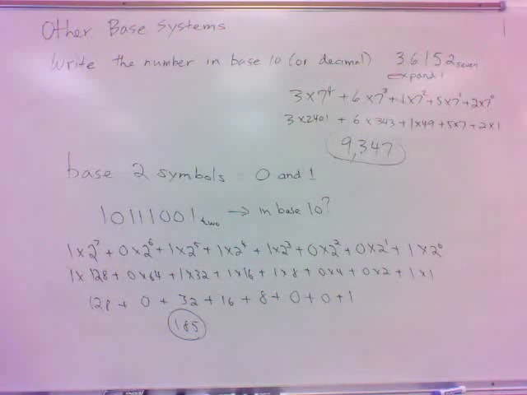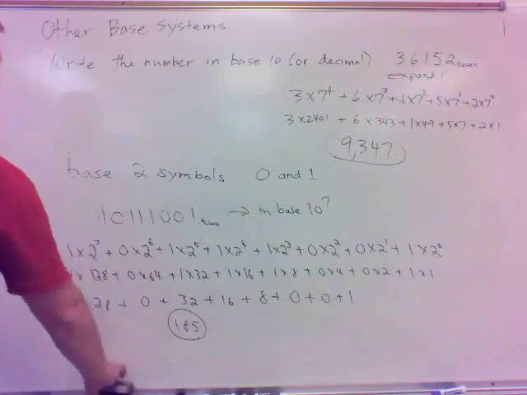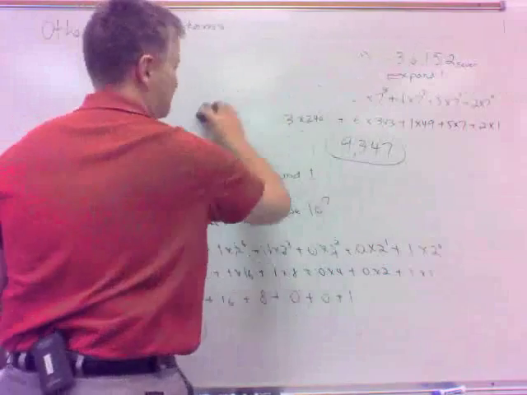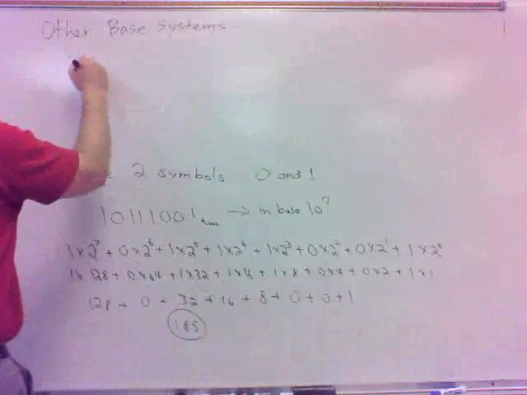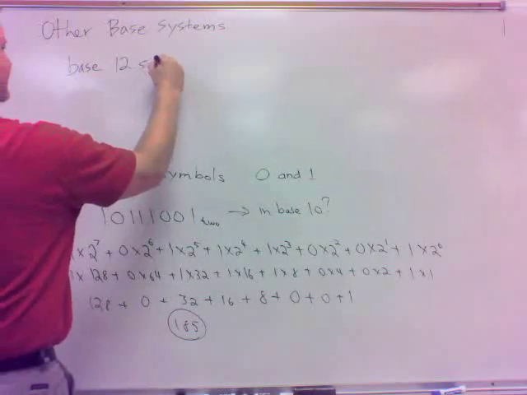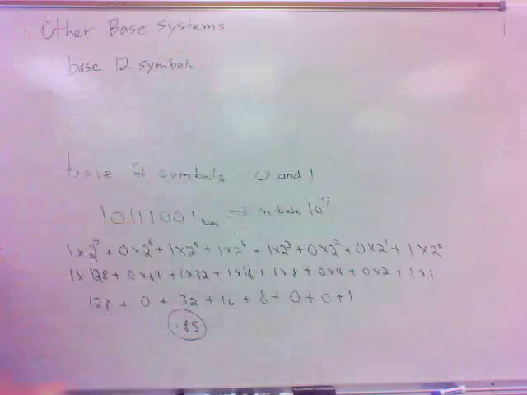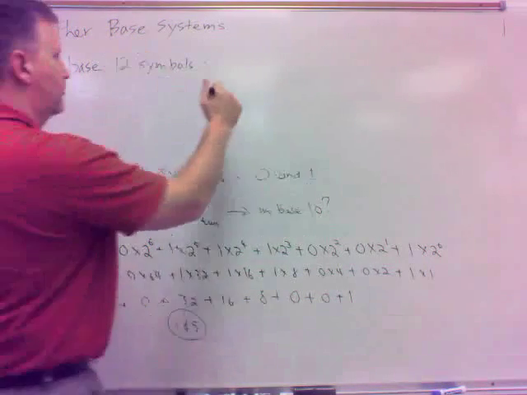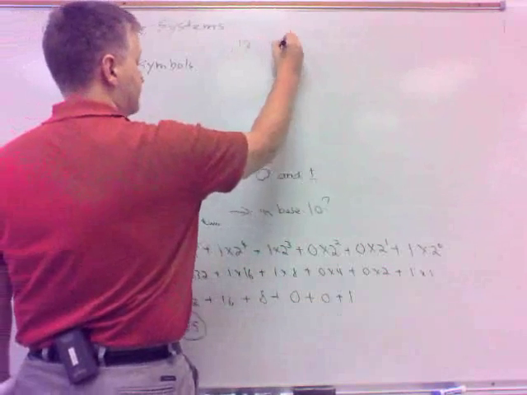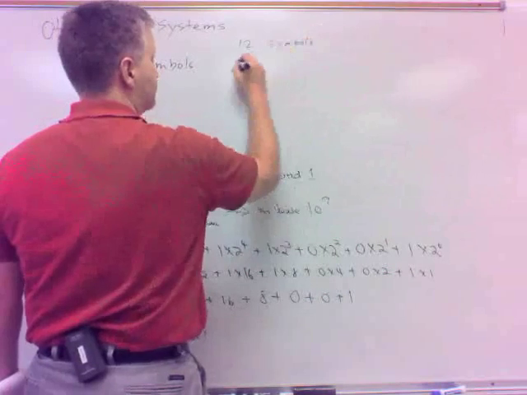Now let's go the other way. We talked about bases smaller than 10. Let's talk about what we would do for bases bigger than 10. What about a base of 12? Well, since we're talking base 12, how many symbols do we need? 12 symbols, but starting with a 0, so we need 11 more.